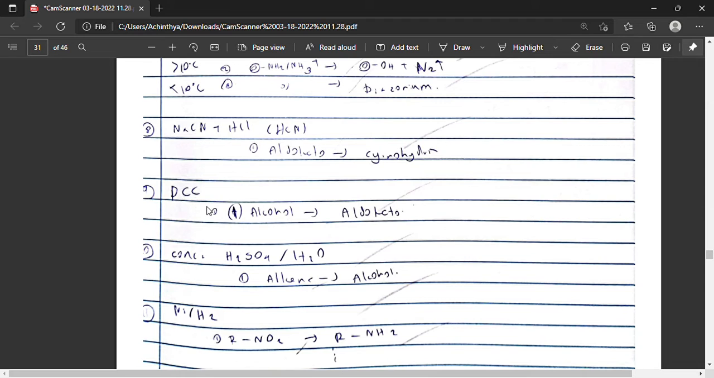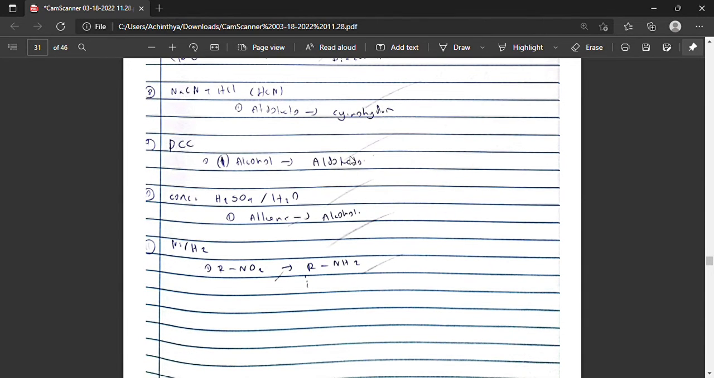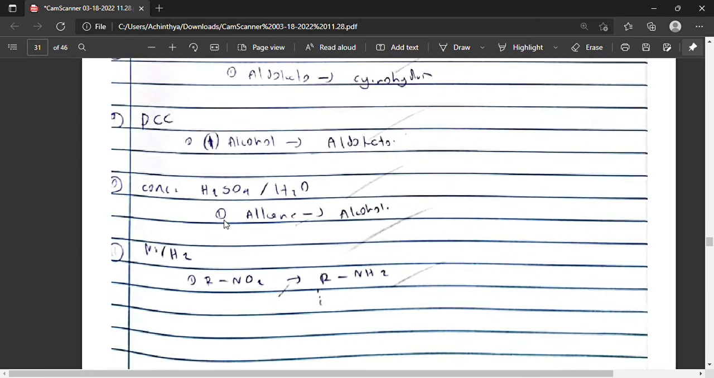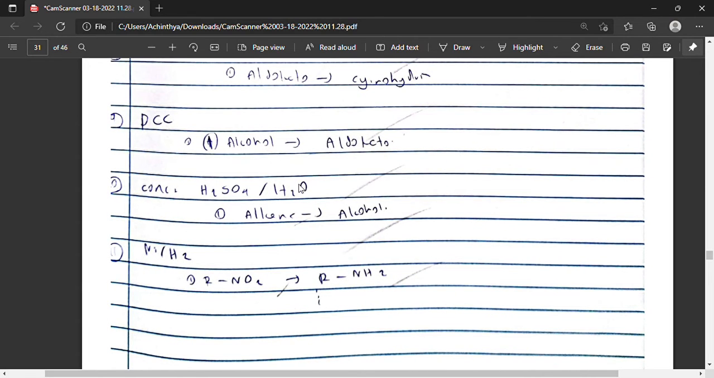Pyridinium chlorochromate is a weak oxidizing agent, and we can use it to convert primary alcohols into aldehydes. Concentrated H2SO4 with H2O, basically dilute H2SO4, is a hydrating agent, and we can use it to hydrate alkenes into alcohols. Actually, we can even use it to hydrate alkynes into geminal diols, which will eventually convert back into carbonyl compounds, as we have discussed earlier.